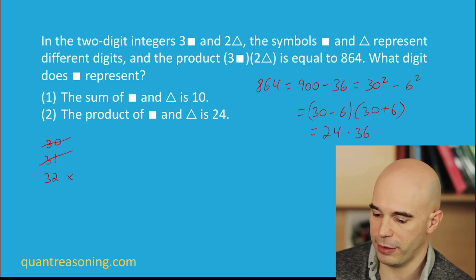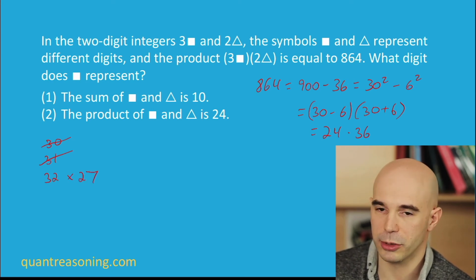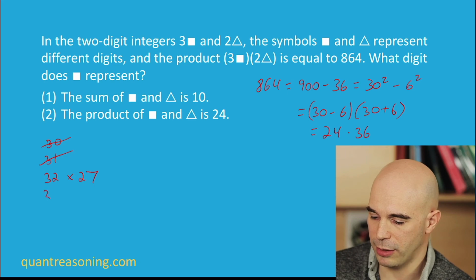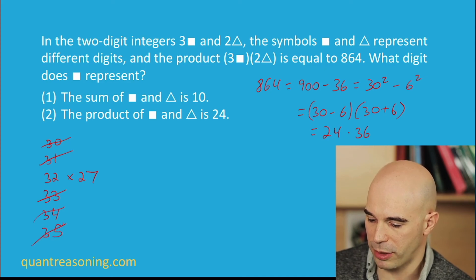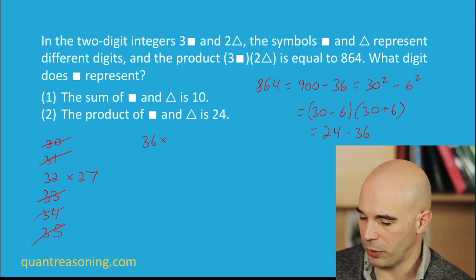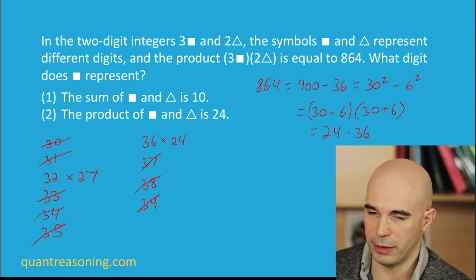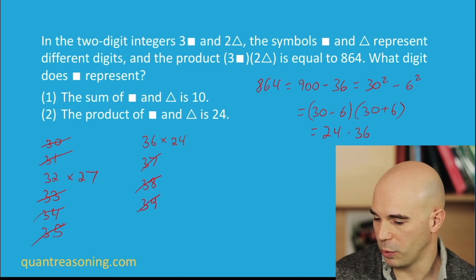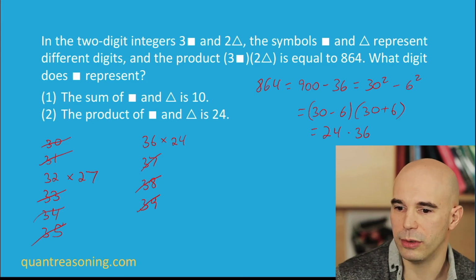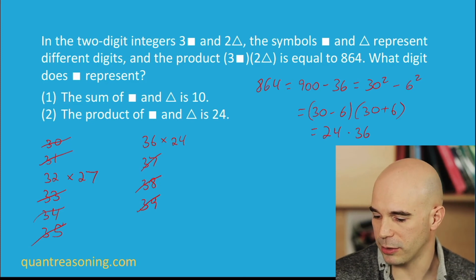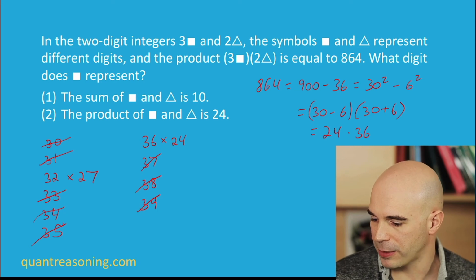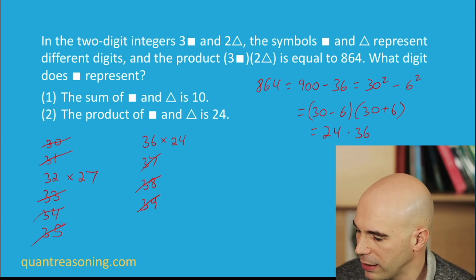And what would you have left there? 3 threes, which is 27. Okay, so that works. 33 has an 11 in the prime box, so that doesn't work. 34 has a 17 in the prime box. 35 has a 5 in the prime box. 36 we already found, it goes with 24. 37 is a prime. 38 has a 19 in it. 39 has a 13 in it. So none of those work, and so now I know what are the two cases that we need to consider. There's 32 times 27, and there's 36 times 24, and they're asking about the square.